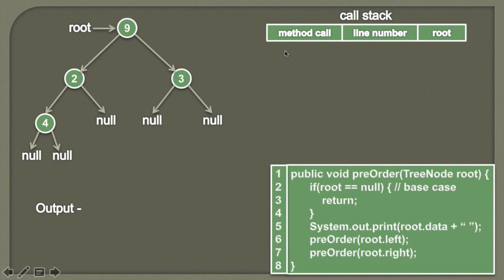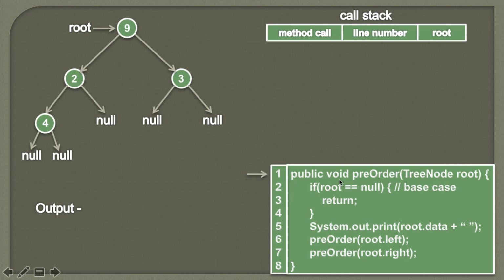So in the method call, we'll just keep track of which method is being called, and we'll also keep the information of the root, that is, which current node is being processed, and we'll come to know about line number when we are demonstrating the algorithm. So let's call the pre-order method and we'll pass the root as 9.